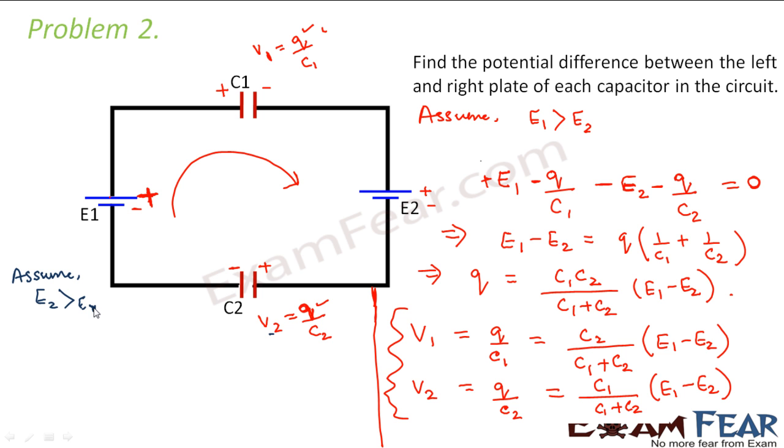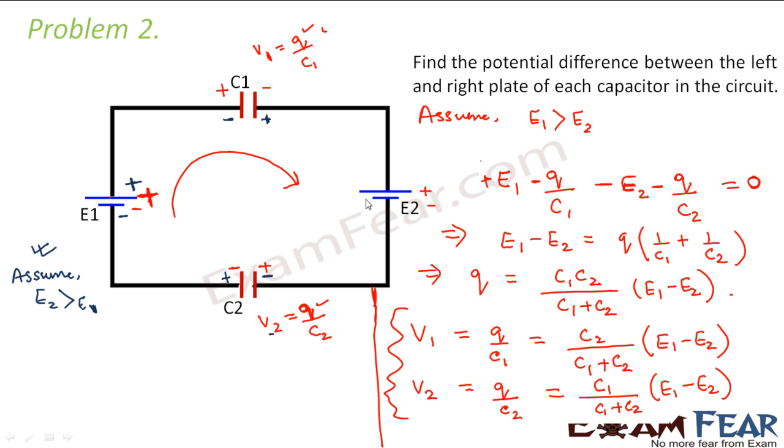If I assume that E2 is greater than E1, then E2 will dominate, right? So for E2, this is positive, this is negative. So E2 will make this positive, and since this is negative, E2 will make this negative. Please remember, whatever I am marking in blue is for this assumption, when E2 is greater than E1. So if this becomes positive, this becomes negative. Similarly, this becomes negative, this becomes positive. And for this, it is still positive and this is negative, because you cannot change the positives and negatives of the battery, right? So this is your circuit now.